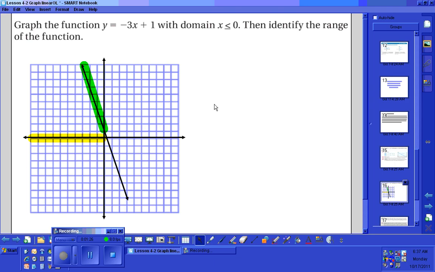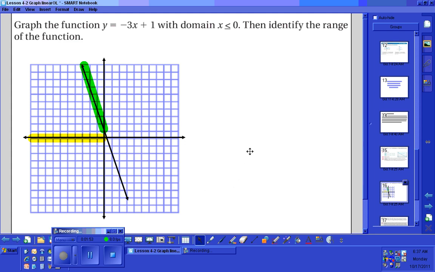Take a look at the graph of this function. You could graph that on your graphing calculator, or you can plot a table of values to come up with it by hand. But either way, what we're interested in here is the domain being x less than or equal to 0. I've highlighted on the graph the x values that are less than or equal to 0 with the yellow highlighting. Now look at the line and you'll see that the green portion would be the portion of the line that fits this domain.